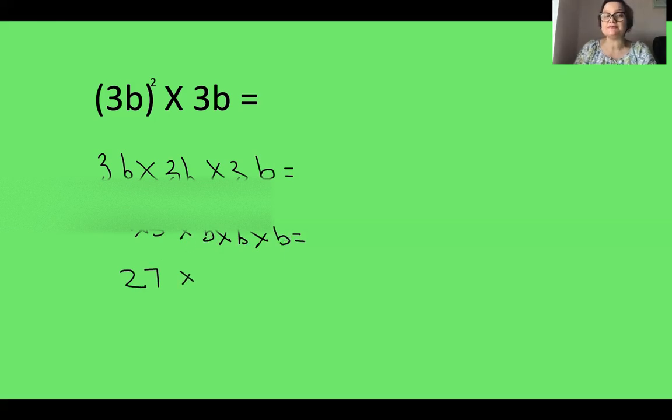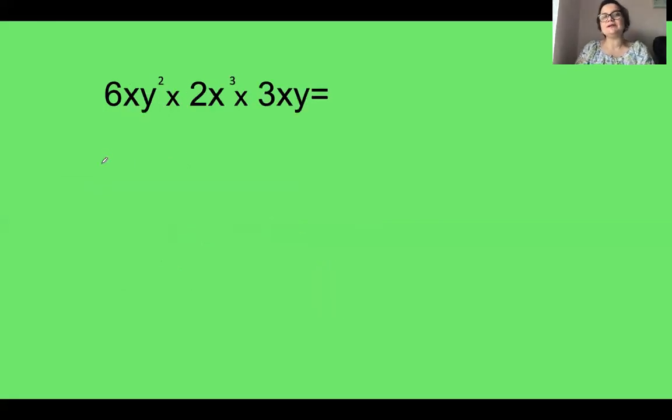Think of B as B to the power of 1, because when we multiply like terms, we said we add the powers. So 1 plus 1 plus 1 becomes B to the power of 3. We don't need to show the multiplication, so the answer can be written as 27B to the power of 3. Let's have a look at these examples.